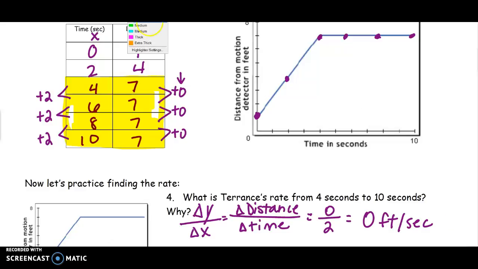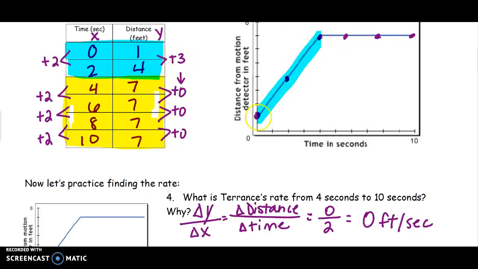If we take a look at the first 2 seconds, we still have to do those same jumps. From 0 to 2 is plus 2. From 1 to 4 is plus 3. So to find the rate of change in this first section of the graph, his change in distance was 3 and his change in time is 2. So he traveled 3 feet for every 2 seconds, and that's his rate of change.